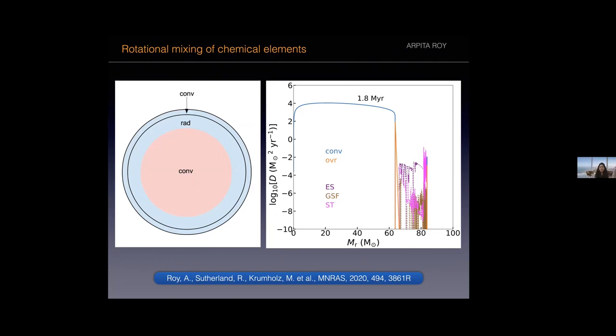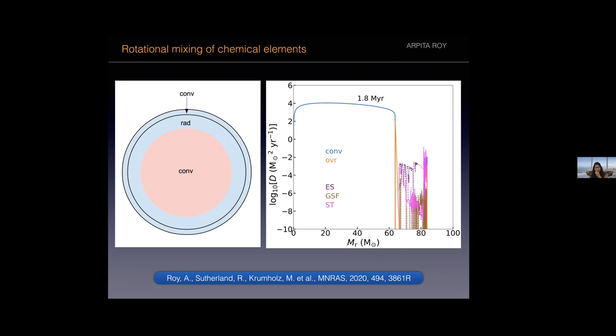So if you have the rotation turned on, here on the right-hand side, what I'm showing is the diffusion coefficient as a function of Lagrangian mass, for a 100 solar mass star at a time when it has lost almost 20 solar masses. And you can see that these two convective zones are actually connected by these different instabilities due to the rotation.